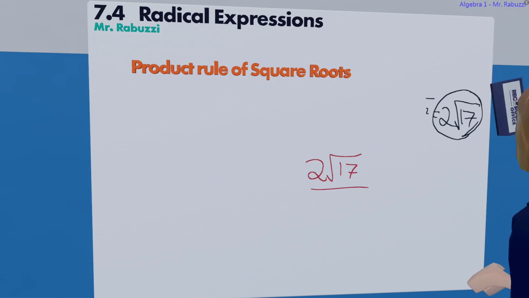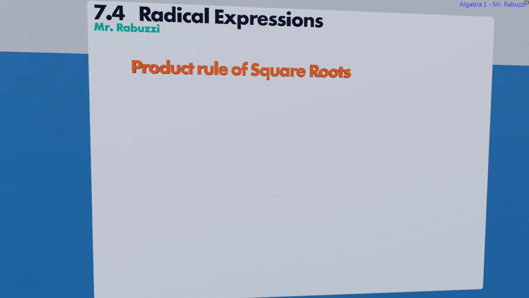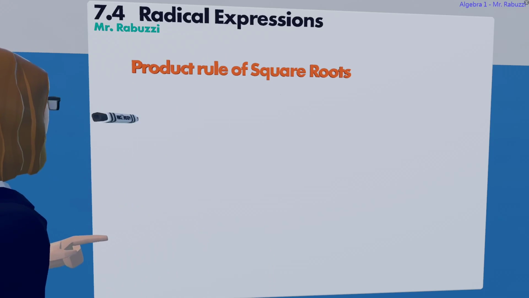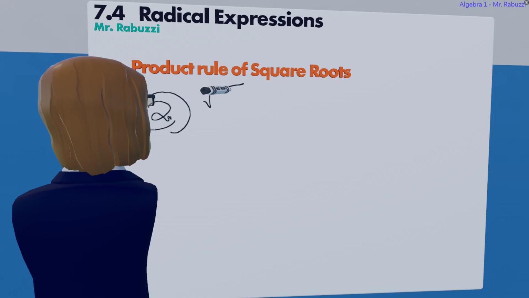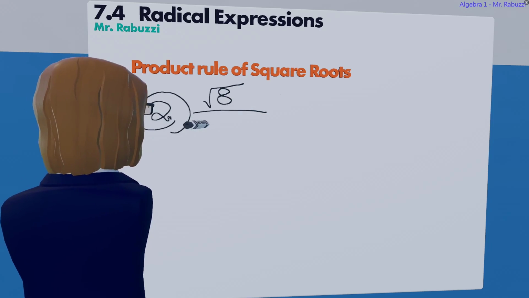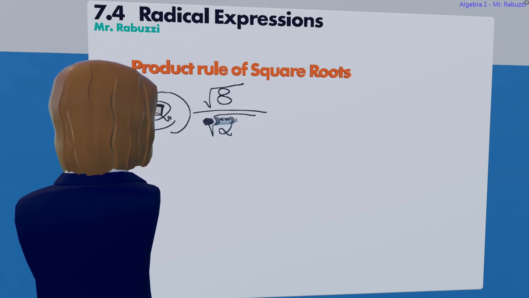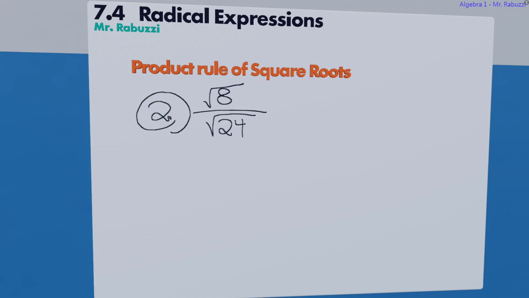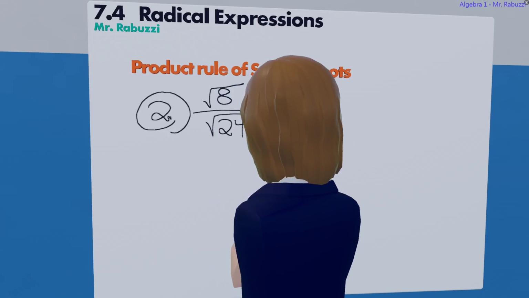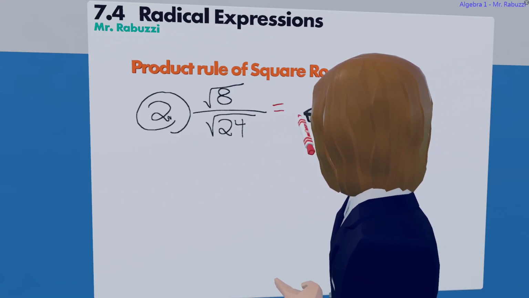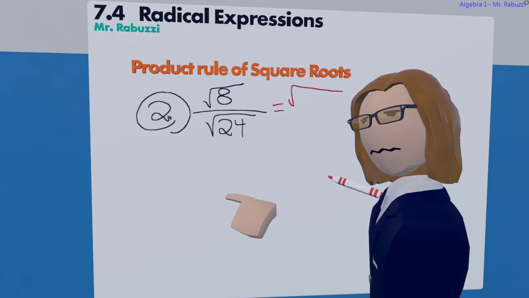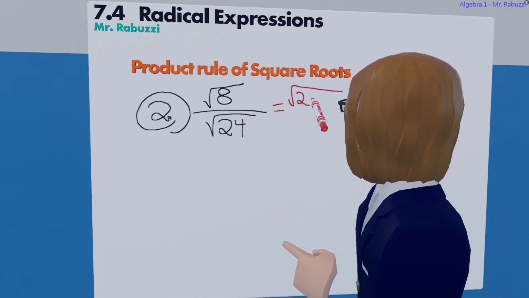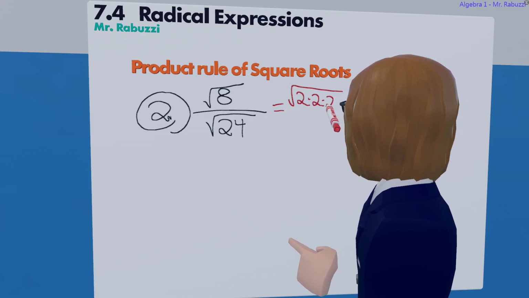Number 2. So the problem we're going to run into with number 2 is dealing with fractions. Okay, so this is number 2 from the same page. We have root 8 divided by root 24. Okay, let's split them up. I'm not going to do a factor tree for 8 because it's a little simpler. 8 is just 2 times 2 times 2. That's the prime factoring for 8.